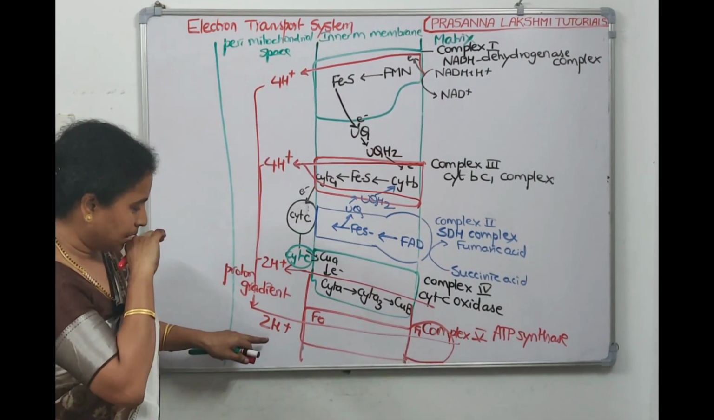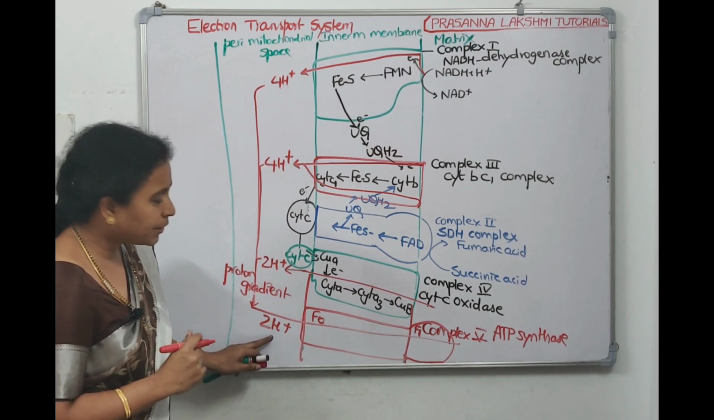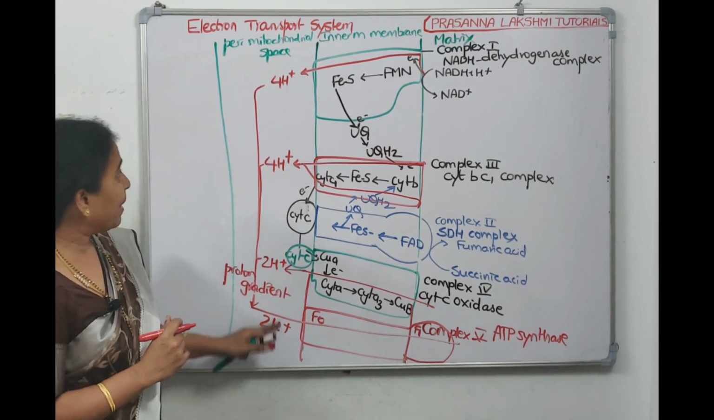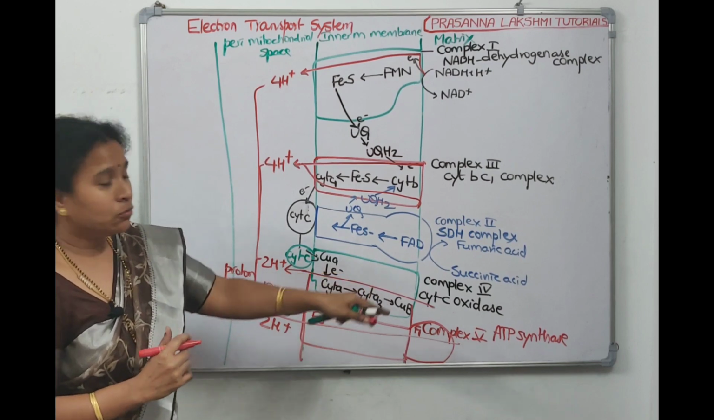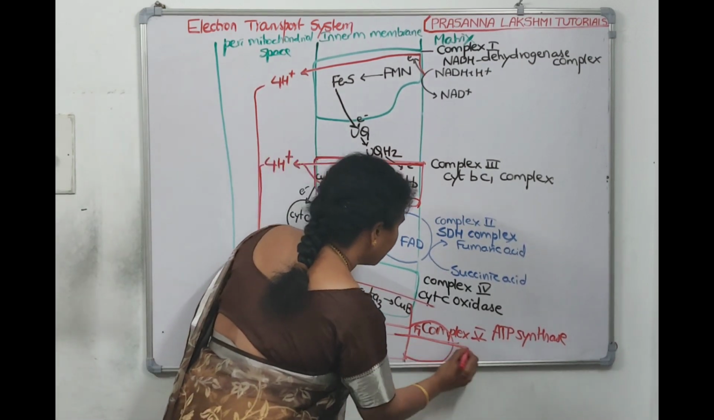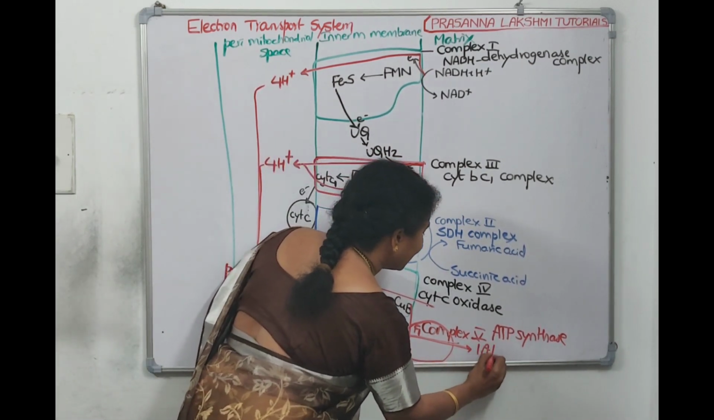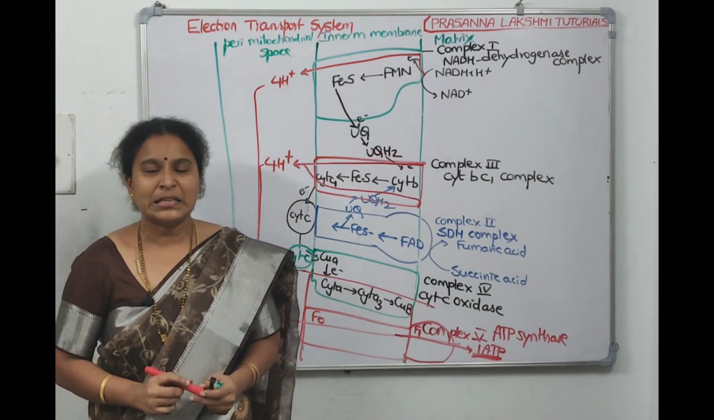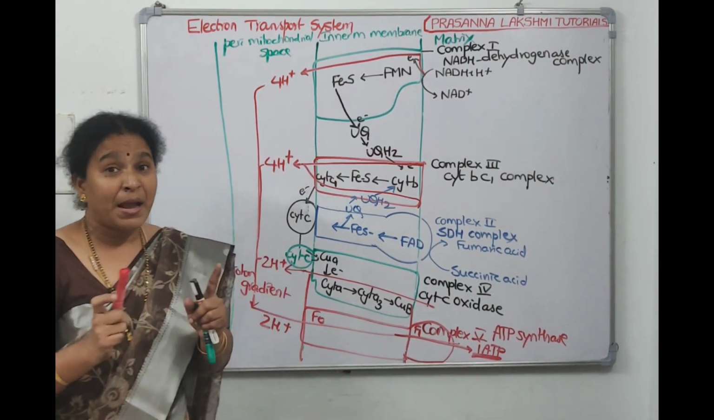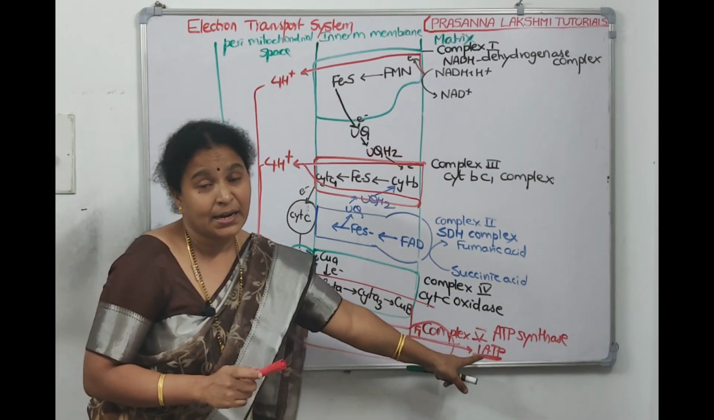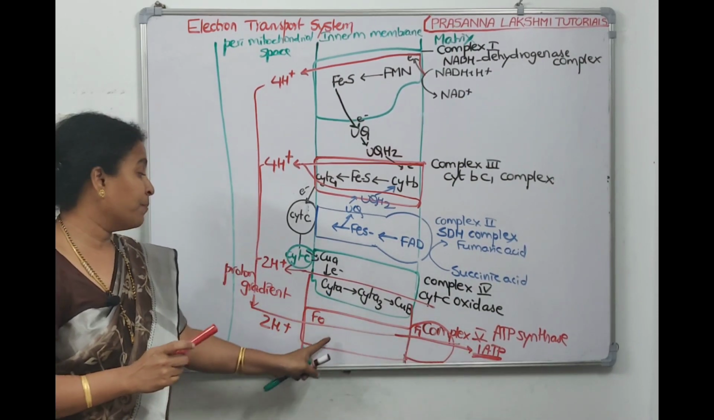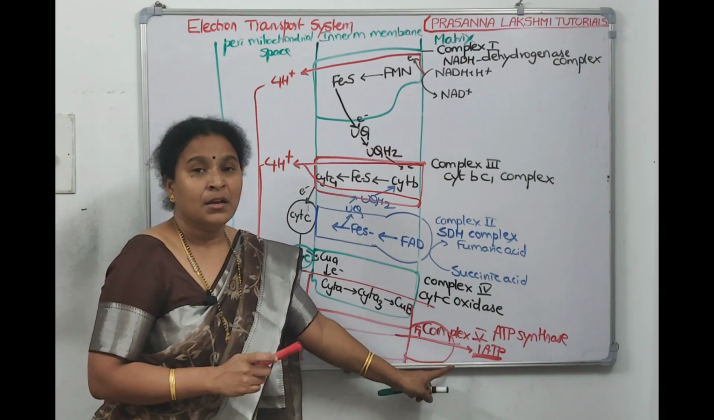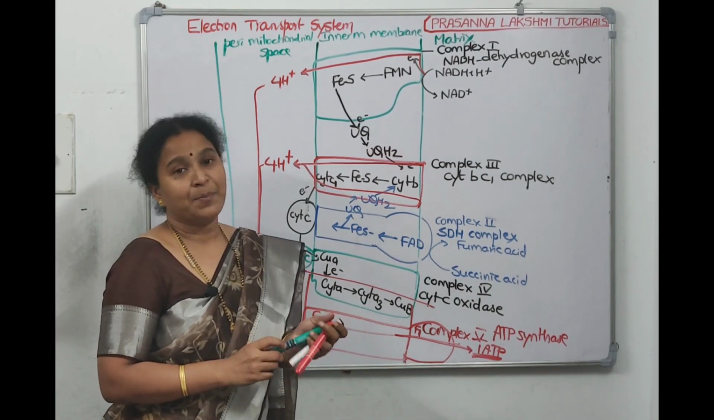For every 2 protons which are pumped from the space to the matrix, 1 ATP will be synthesized. Synthesizing ATP by breaking the proton gradient, by passing the protons from F0 to F1, is called the chemiosmotic hypothesis.